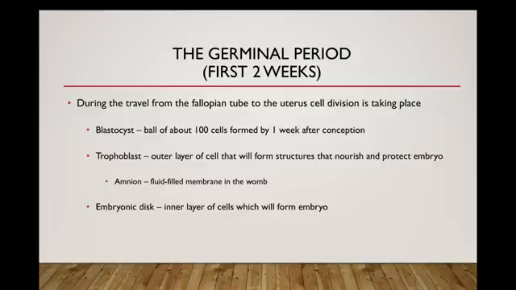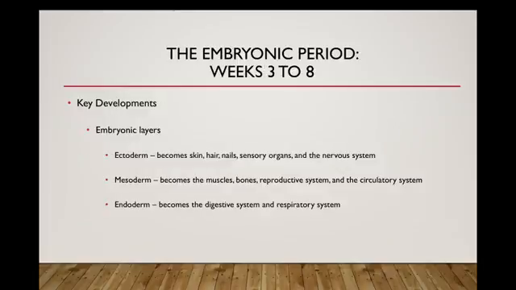During the germinal period, there's a ball of cells that are developing. They double every 24 hours. They have 2 layers: the trophoblast, which is the outer, protective and nourishing layer, and then the embryonic disc, which is going to actually become the embryo. And then we have the amniotic sac that is starting to develop, which will provide protection and a climate for the developing fetus.